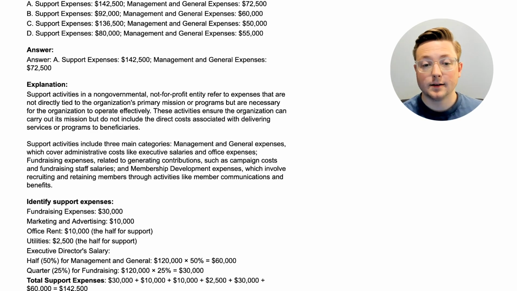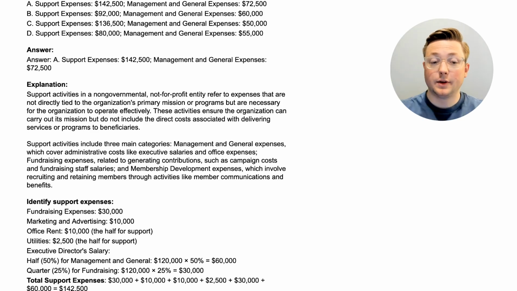All right, here we are at the answer. The answer is A. The support expenses had a total of $142,500, and out of that $142,500 of support expenses, $72,500 of them were management and general expenses. Now, there's a lot to learn in this question, so let's walk through it.